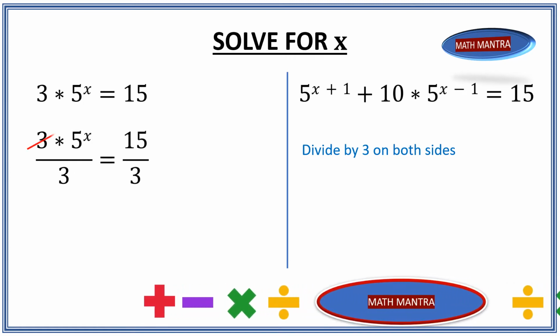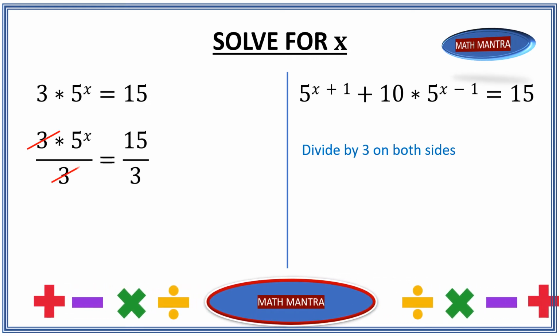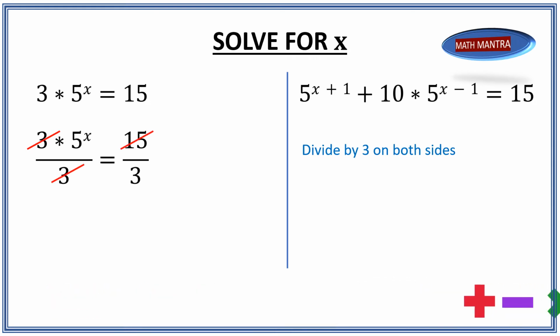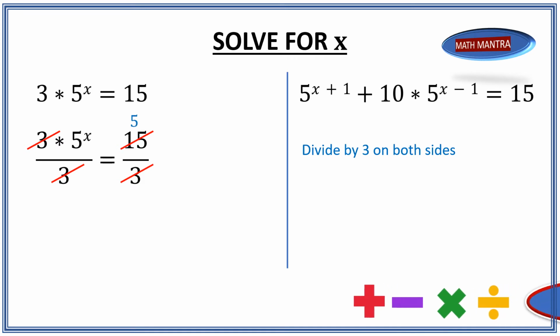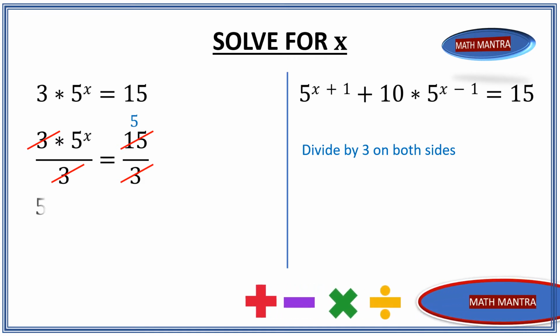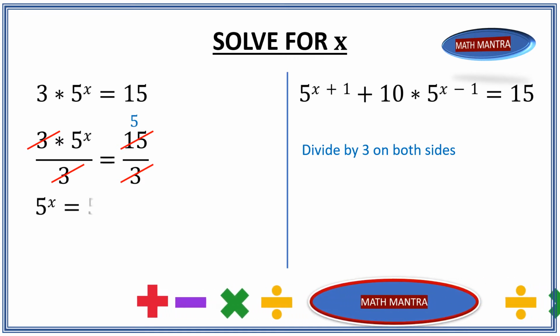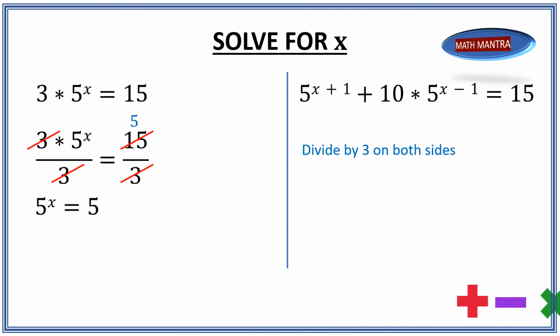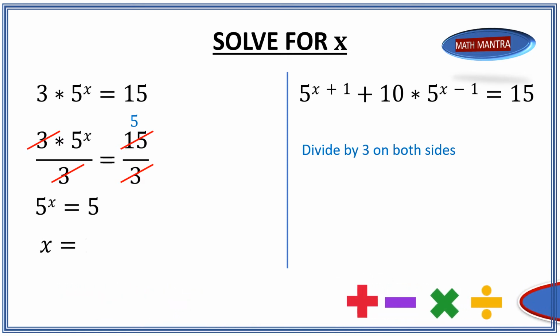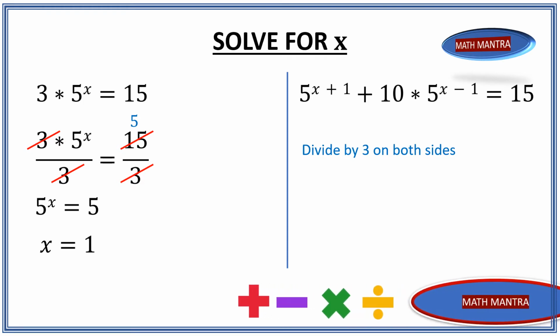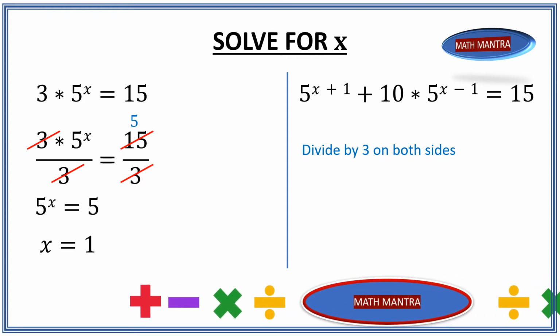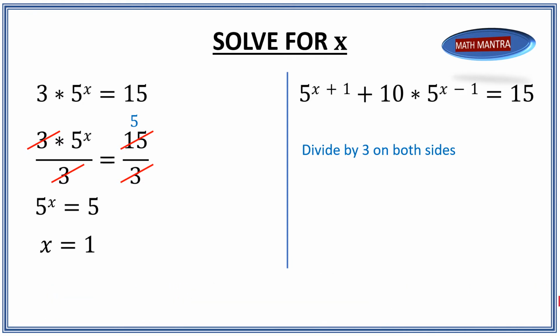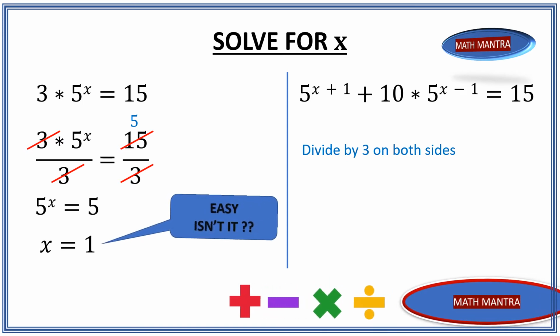So 3 and 3 cancel out on the left side of the equation, and on the right side 3 5s are 15, so we'll have 5 on the right side. On the left side we'll have 5 to the power of x is equal to 5. And we all know x is equal to 1 because 5 to the power of 1 is 5. Hence x has no other possible value in this particular case but 1. Easy, isn't it?